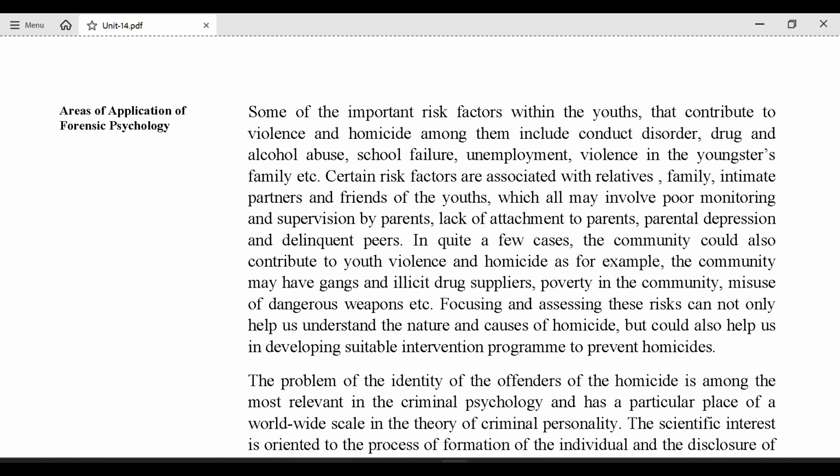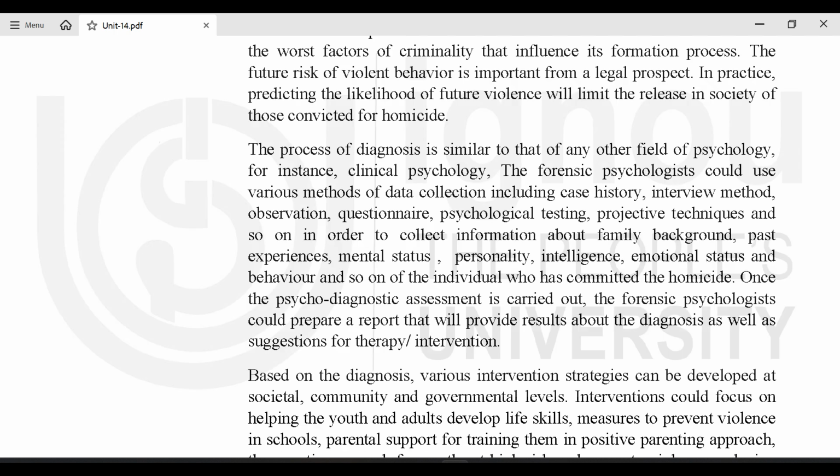Focusing and assessing these risks can not only help us understand the nature and causes of homicide, but could also help us in developing suitable intervention programs to prevent homicides. The problem of the identity of the offenders of the homicide is among the most relevant in criminal psychology and has a particular place on a worldwide scale in the theory of criminal personality. The scientific interest is oriented to the process of formation of the individual and the disclosure of the worst factors of criminality that influence its formation process.